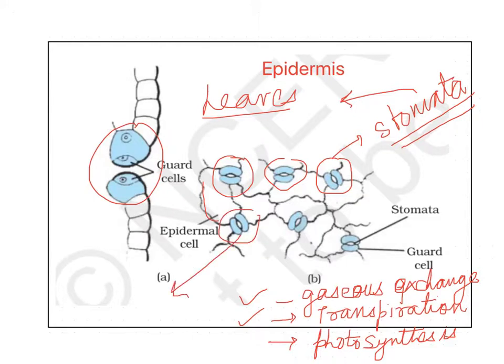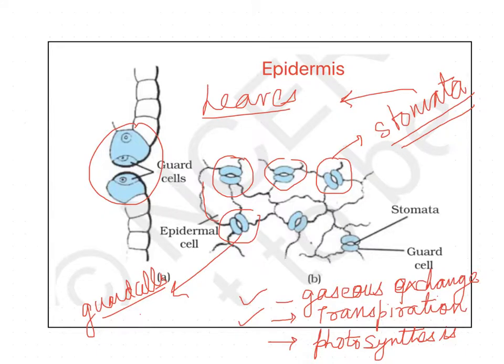And these two cells are called guard cells. These guard cells control the opening and the closing of the stomata. ये जो आपके guard cells हैं, ये stomata को close और open करते हैं. They basically control the opening and closing of the stomata.